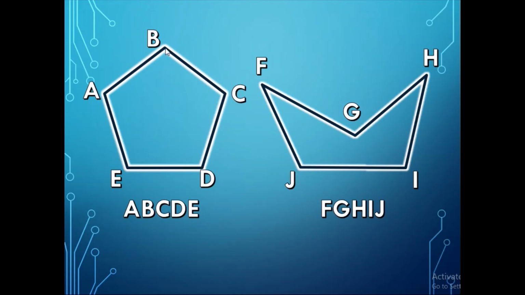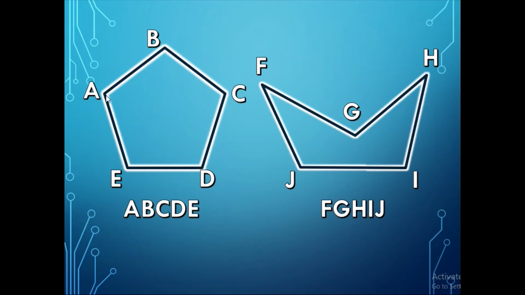For example, they have the same number of vertices, they have the same number of sides, and of course, they have the same number of interior angles. Now, let's consider their diagonals and let's see if they also are similar with respect to the diagonals.